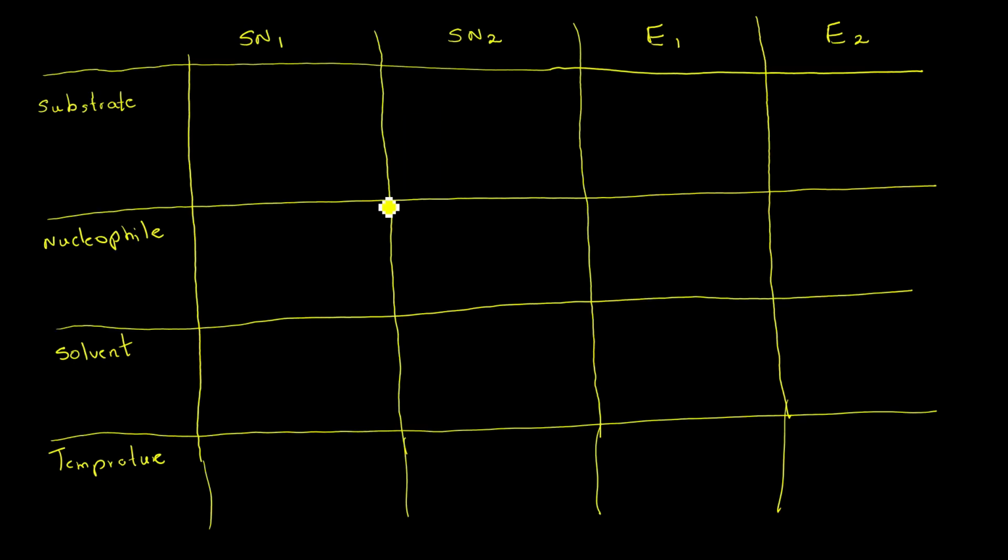So let's put it on our table. For the SN1 mechanism, tertiary or secondary structures are preferred, right? Which means bulky groups are okay. Bulky groups are okay. When it comes to the SN2 mechanism, right?